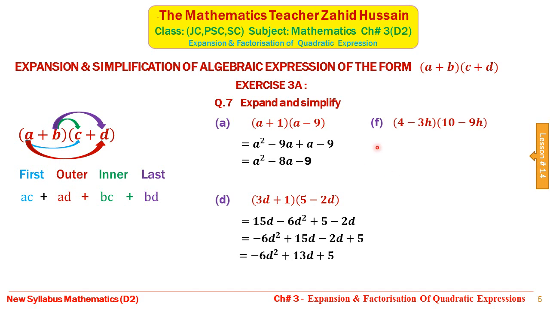Its F part is again same. We will multiply 4 with 10 and get 40, 4 with minus 9h and get minus 36h, minus 3h with 10 and get minus 30h, minus 3h with minus 9h and get 27h square. Now we will simplify. These two terms have letter h, so we will add these two terms, and the final answer is 40 minus 66h plus 27h square.